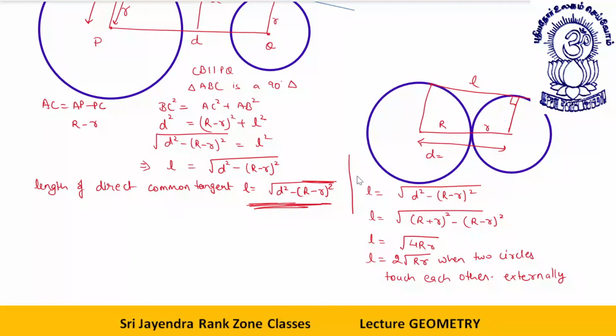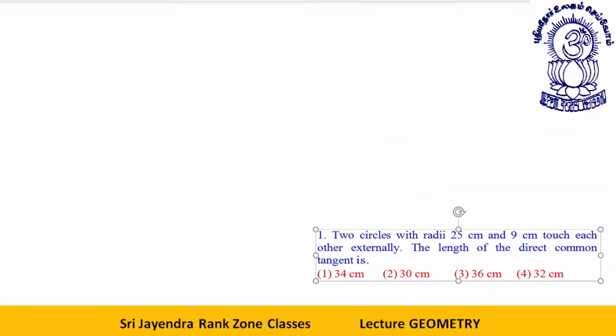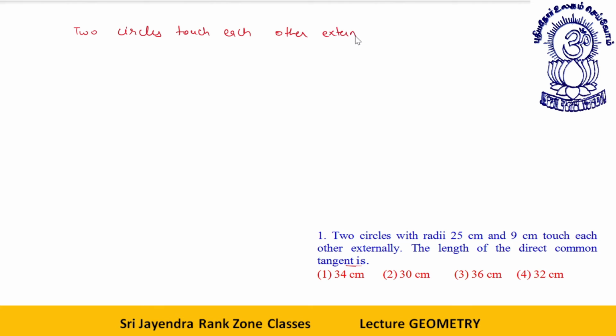Okay, dear students, let's take the question. Two circles with radius 25 and 9 touch each other externally. The length of the direct common tangent is? Students, in such a case, two circles touch each other externally. What will be the answer? Length of direct common tangent.